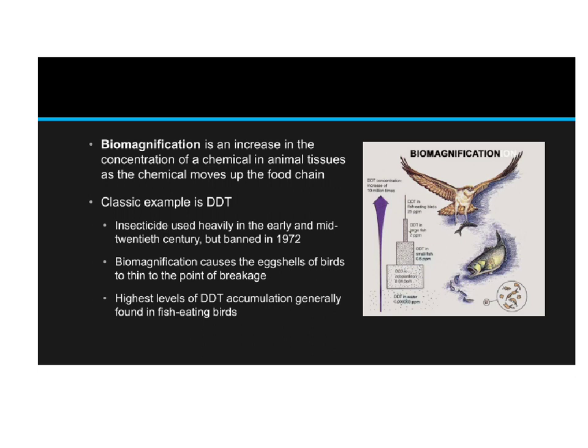Biomagnification is an increase in the concentration of a chemical in animal tissues as that chemical moves up the food chain. Both bioaccumulation and biomagnification are tested concepts. So if you don't understand them, we can go over them in tutoring or whatever, but you got to know them. So the classic example of biomagnification is DDT. The insecticide was used heavily in the early and mid 20th century. It was banned in 1972. You have to know the book that started that movement, which is Silent Spring.